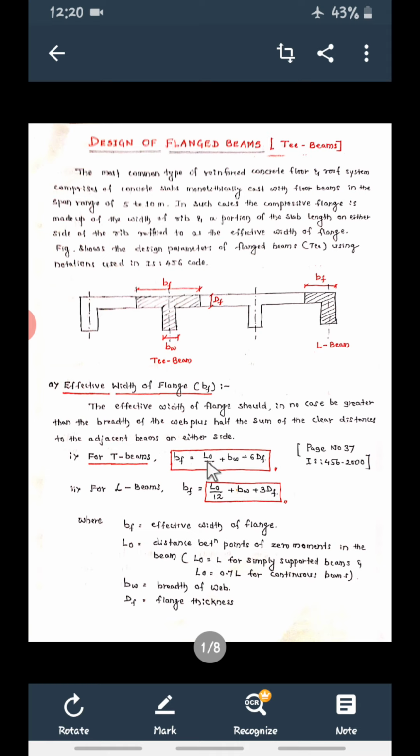That L0 you have to substitute here. Then BW is known. DF is depth of flange or depth of slab. This is the width of flange you have to calculate. So this is one important factor you have to remember, that is there on page number 37.